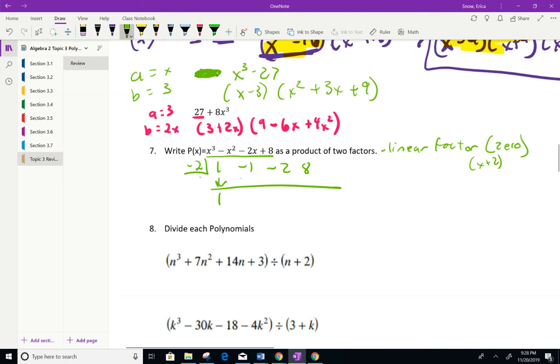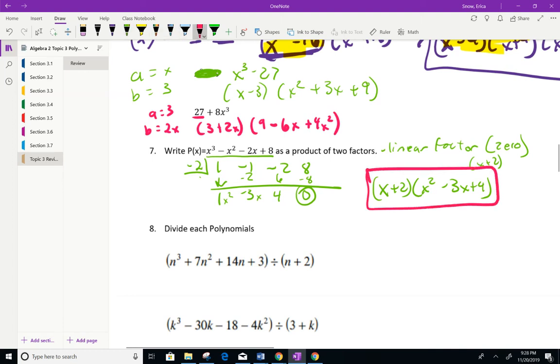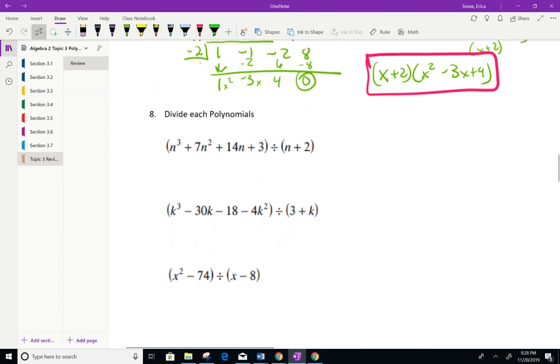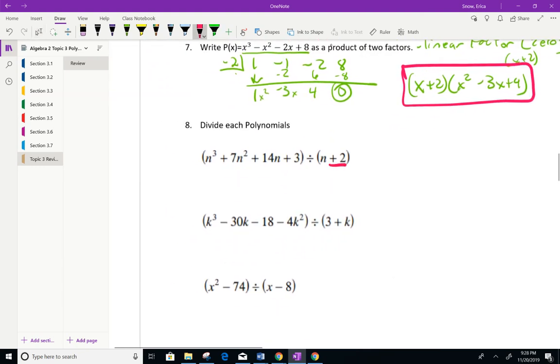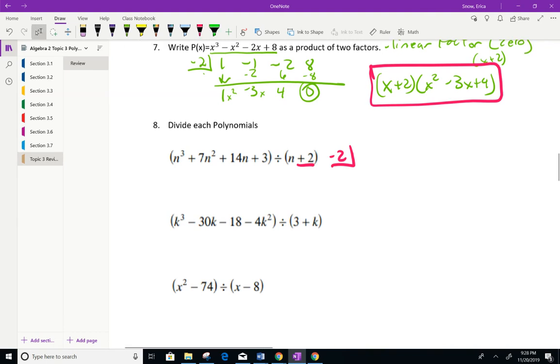So 1, negative 2, negative 3, 6, 4, negative 8. And of course, if it's a 0, we should have a remainder of 0. And then we have x squared and x. So our factors are x plus 2 and x squared minus 3x plus 4. So if we're going to write it as the product of factors, we just write it like that.